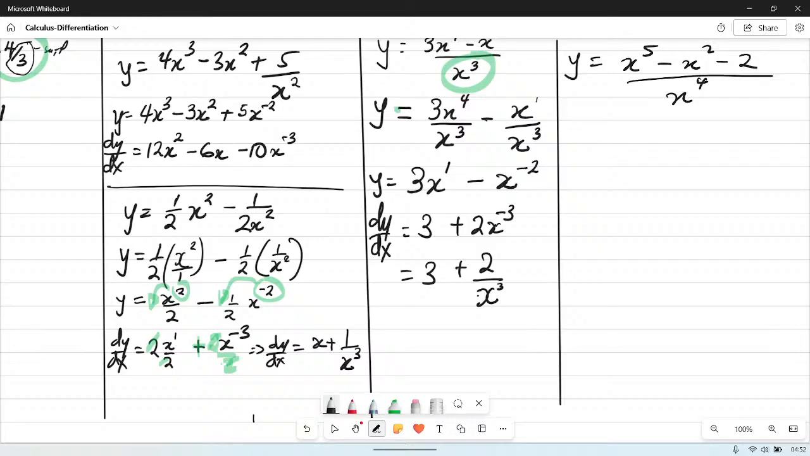Okay, now let's rewrite this one. What do you think the y would be? Hello? Yeah, let's rewrite this one. Okay, easier. Minus 2.